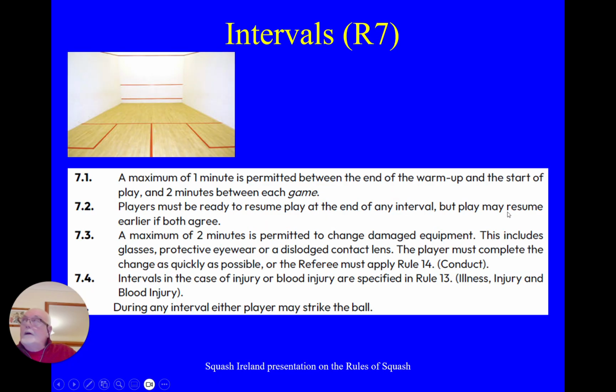And then the final rule we look at in this session, Rule 7, dealing with intervals, and we'll meet 3 of the time changes that were brought in by the September 2025 rules here. There is a 1 minute interval between the warm-up and the first game. Previously that was 90 seconds. There is a 2 minute interval between all games. Previously that was 90 seconds.